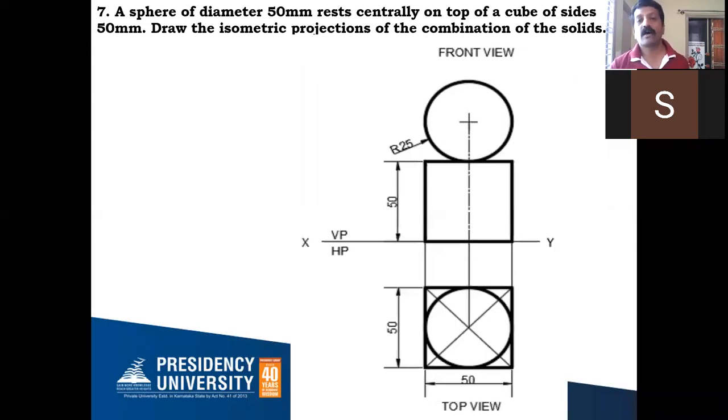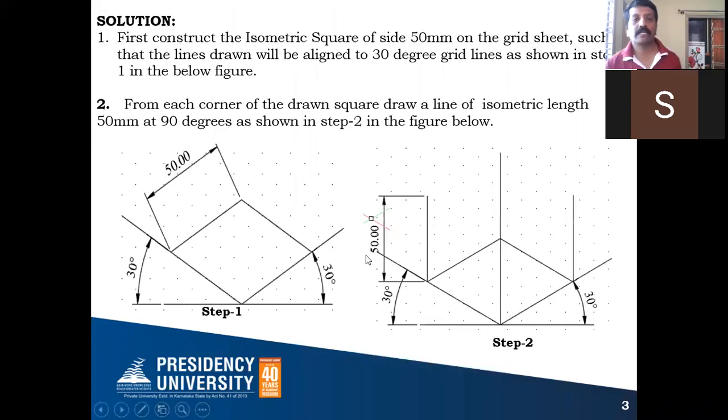After drawing this, I need to draw the isometric projection first of the cube, because that is the base solid. Above that, I need to draw the isometric projection of your sphere, which is placed exactly above your cube. So let me explain in the next slide. First, what exactly I'll do, because these things you know: I'll take any one horizontal line to draw the cube, take any one point on that horizontal line, and draw a 30-degree line on either side.